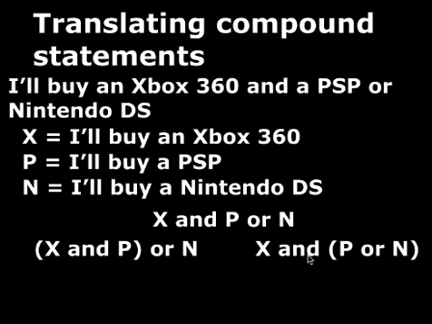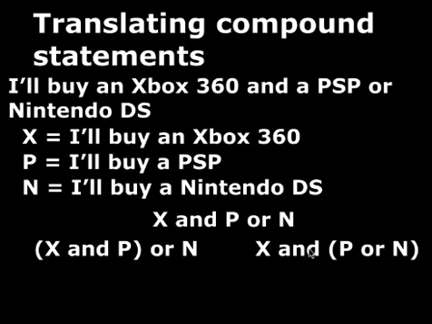The other possibility is that the main operator is the and. The whole statement is a conjunction. The first conjunct is X. The second conjunct is the disjunction P or N. Okay? Now these mean different things, right? Intuitively you can just look at it. What this means is, I've got 2 options I'm considering. Option 1, I'm going to get an Xbox and a PSP. Or the other thing I might do is just get a Nintendo DS, right? I won't have a console at all. I'll only have a handheld video game system, right?